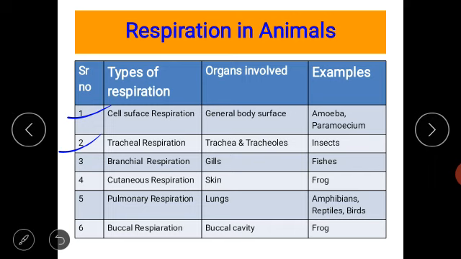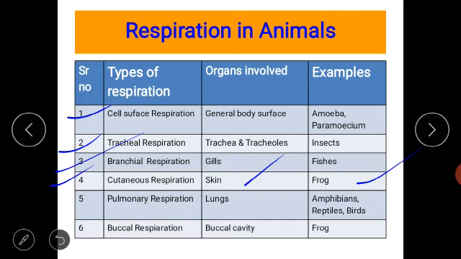Third type is branchial respiration, which occurs in fishes, and this branchial respiration is done with the help of an organ called the gill. So a pair of gills is present in fishes for carrying out respiration. Next is cutaneous respiration. Cutaneous means where skin is involved. The organ involved for respiration is skin, and an example of this type of respiration is the frog.